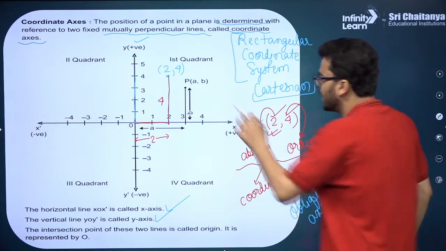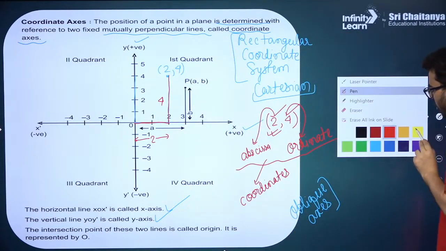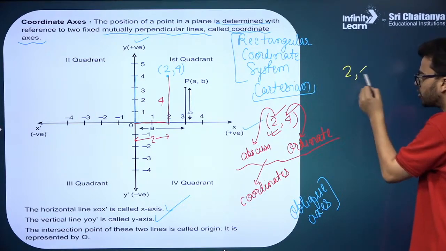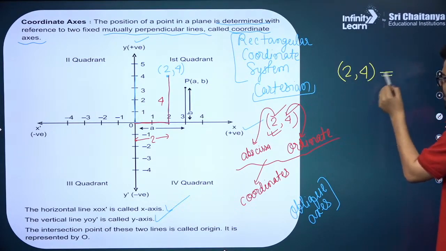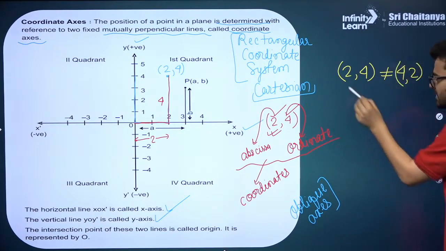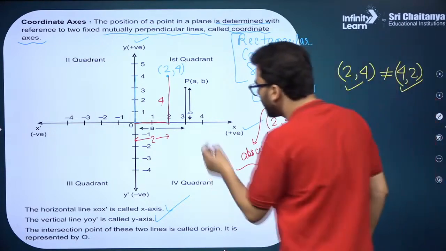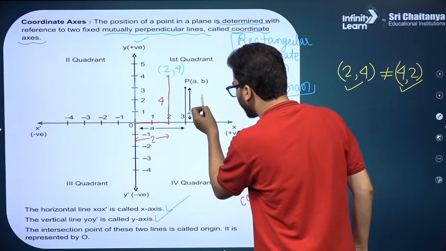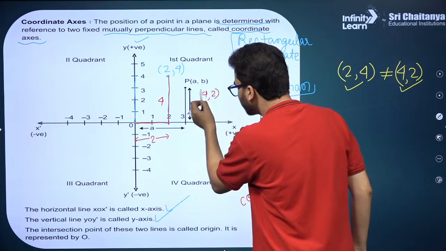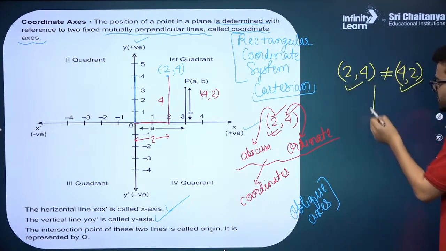Now one more thing. The point is called an ordered pair. It means if you are writing 2, 4, it is not the same as 4, 2. That is the meaning of ordered pair. This is a different point. It's not that if you change the numbers, you'll get the same thing over there. You got that? If this is 2, 4, then 4, 2 is somewhere over here, right? This is 4 comma 2. And that is the meaning of ordered pair.